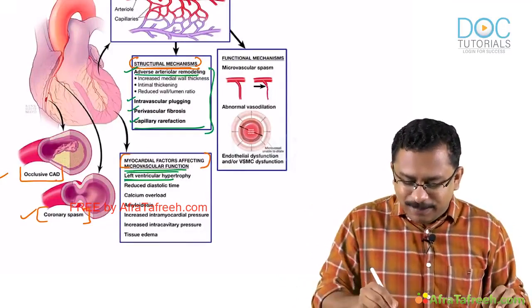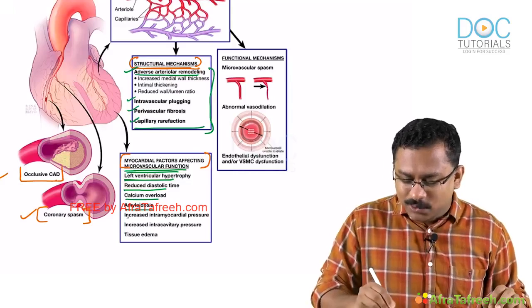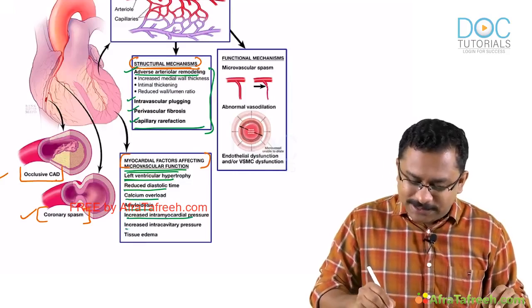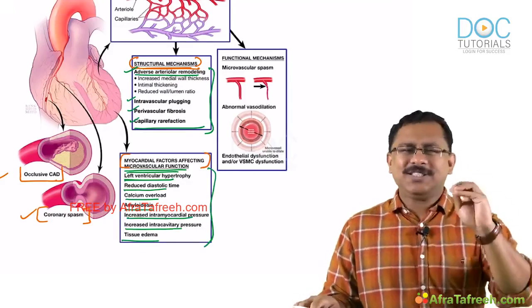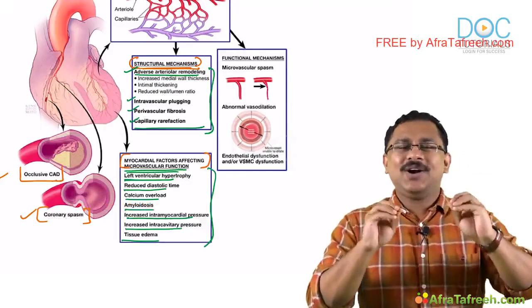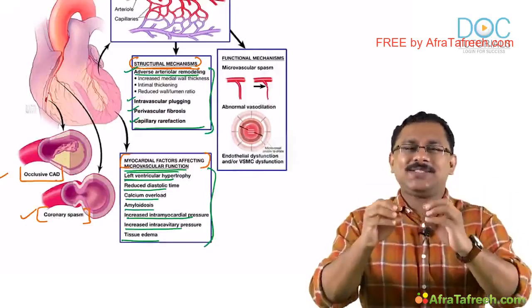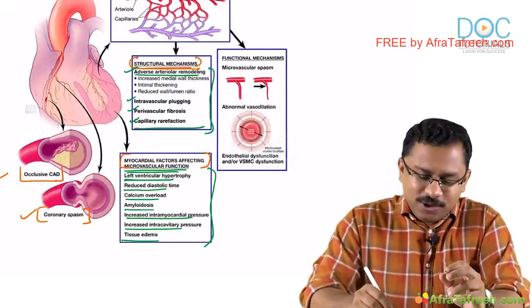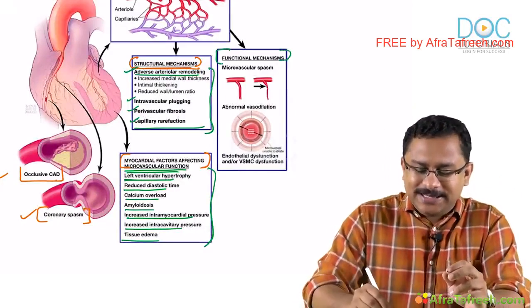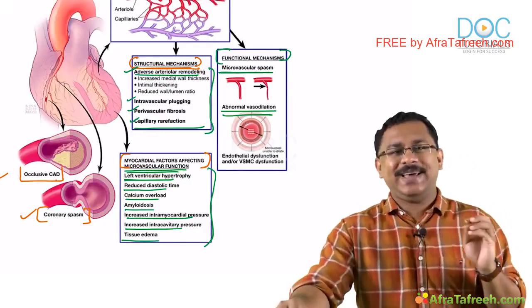So left ventricular hypertrophy reduces diastolic time, calcium overload, amyloidosis, increased intramyocardial pressure, increased intracavitary pressure, tissue edema. Lots of factors, though you need not know too much in detail, at least understand that there is direct microvascular affection as well as indirect microvascular affection. And also there can be functional mechanisms like microvascular spasm and abnormal vasodilation.